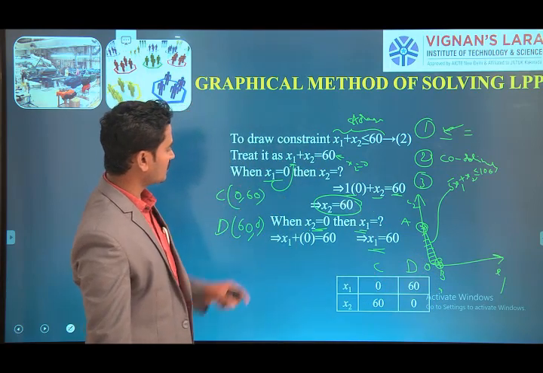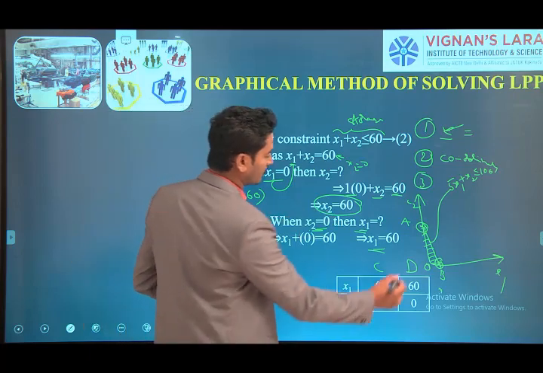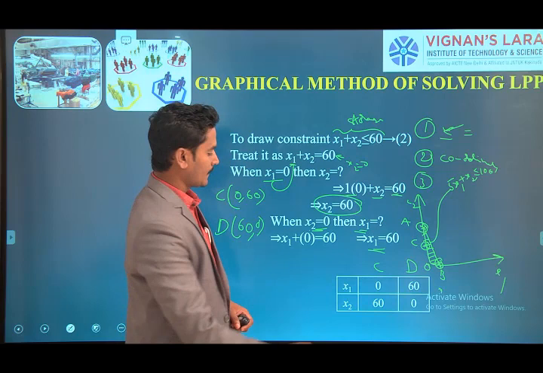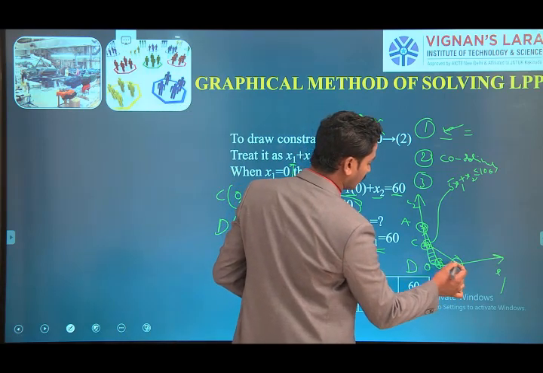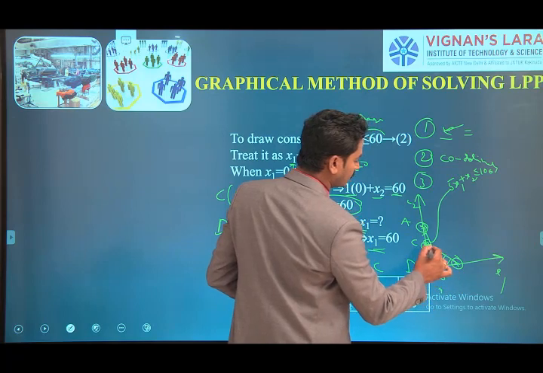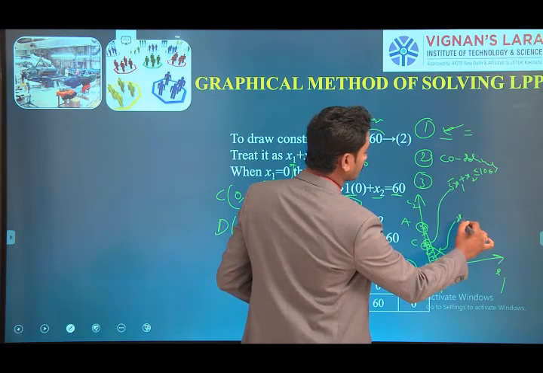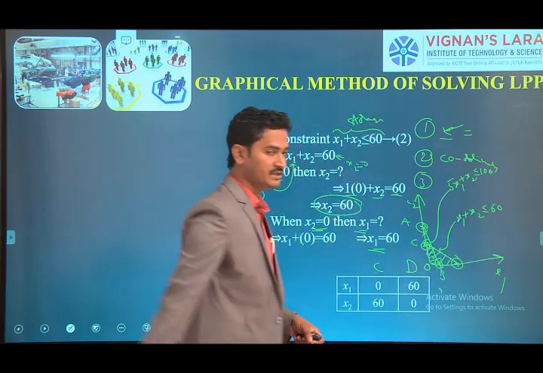Next, what is the second constraint? Second constraint is x1 plus x2 less than or equal to 60. Here the coordinate points are C, 0, 60, and D, 60, 0. Simply again we are going to shade. It is also a less than or equal to type constraint. Again we are going to shade this area. This equation belongs to x1 plus x2 less than or equal to 60.